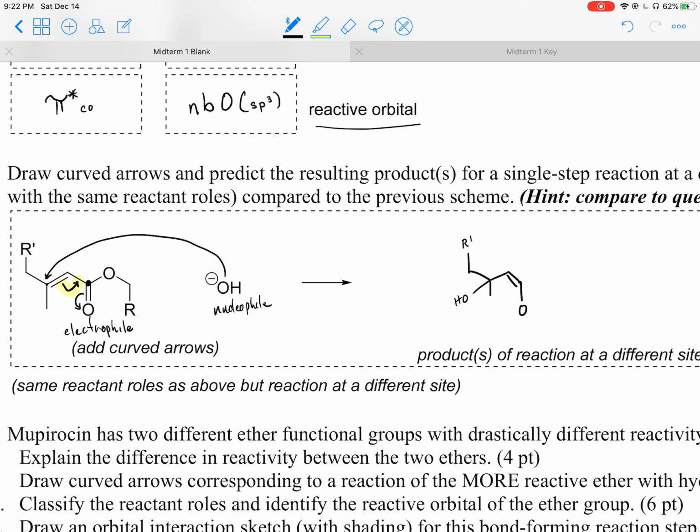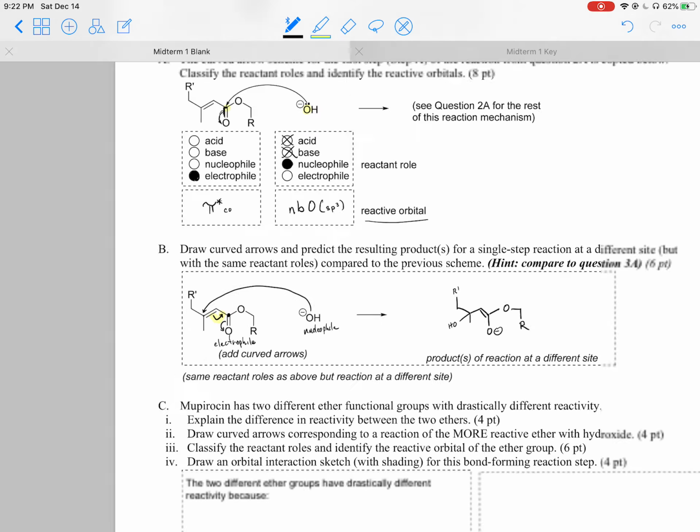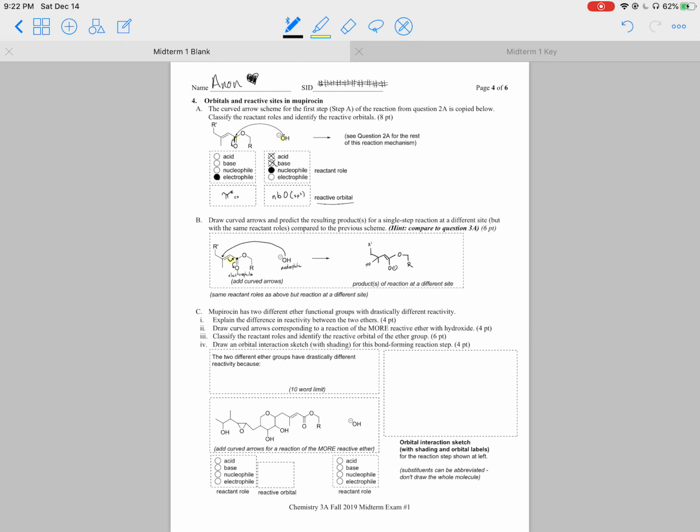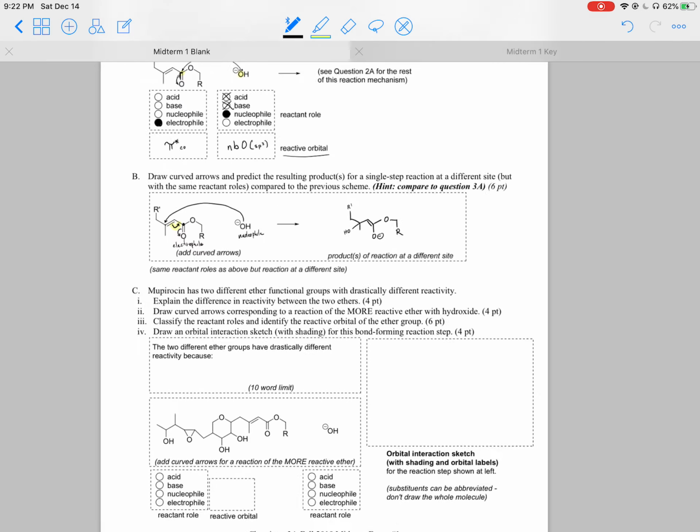There's a bond down to oxygen, which has a negative charge. So we moved a lone pair. We moved the pi bond onto that oxygen as a lone pair. And the rest of it stays the same. So that's the resulting product. So now on to part C.